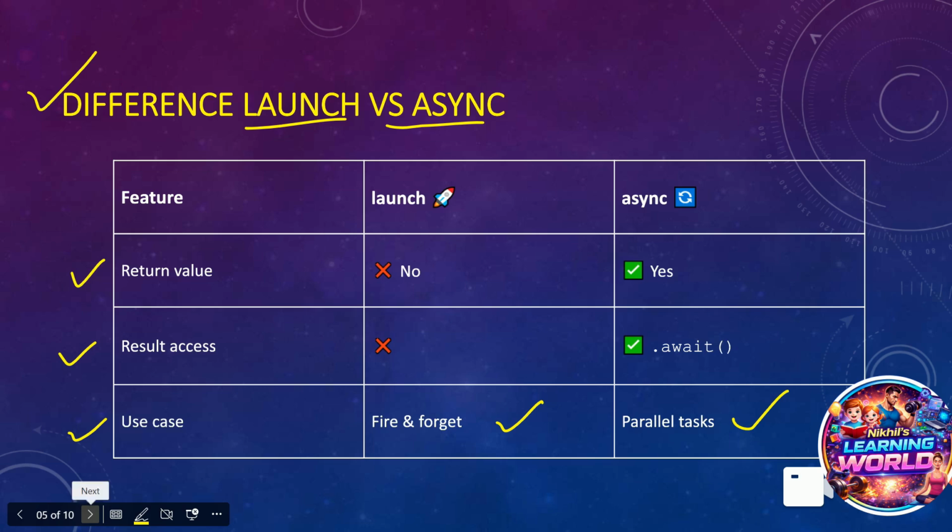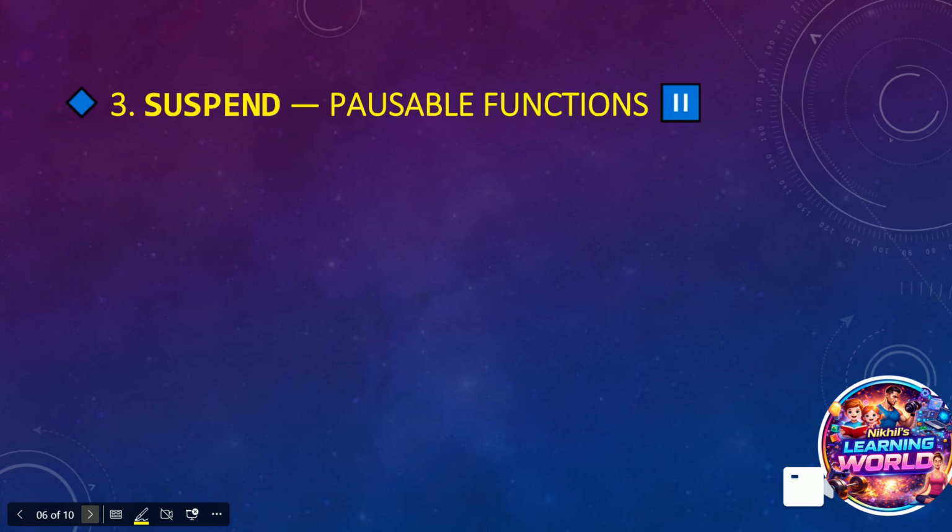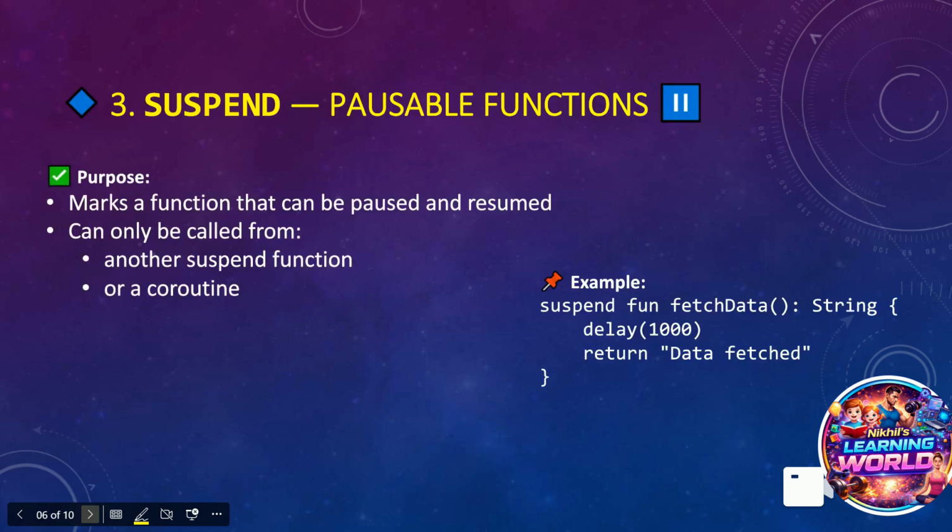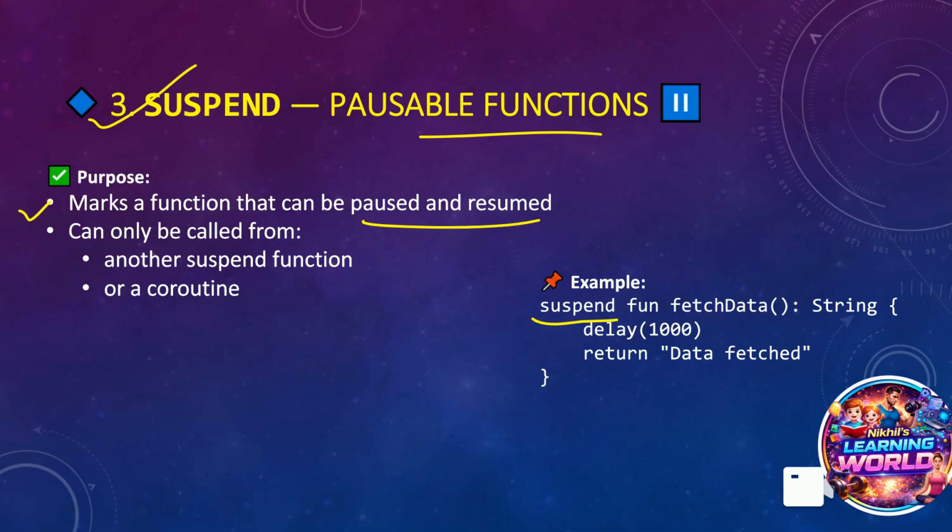So third is suspend. It's a suspendable function. What is the purpose of this? Suspend is a keyword, right? It marks a function that can be paused or resumed. In a background thread or any background task, we need to pause and resume the task, right?